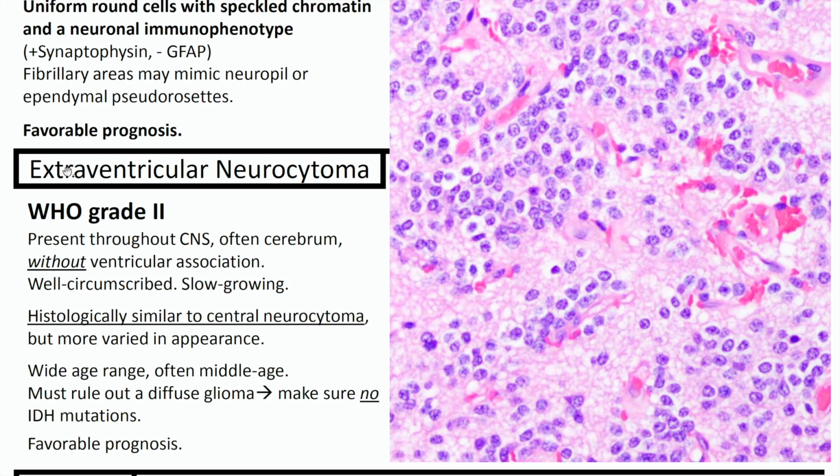Also, you can have an extraventricular neurocytoma, which is WHO grade 2, which can present throughout the CNS, often the cerebrum, without ventricular association, well circumscribed and slow growing. And histologically, these are similar to a central neurocytoma, but with more varied appearance, with a wide age range, often middle age, and you must rule out a diffuse glioma, and then make sure there's no IDH mutations, and these have a favorable prognosis.